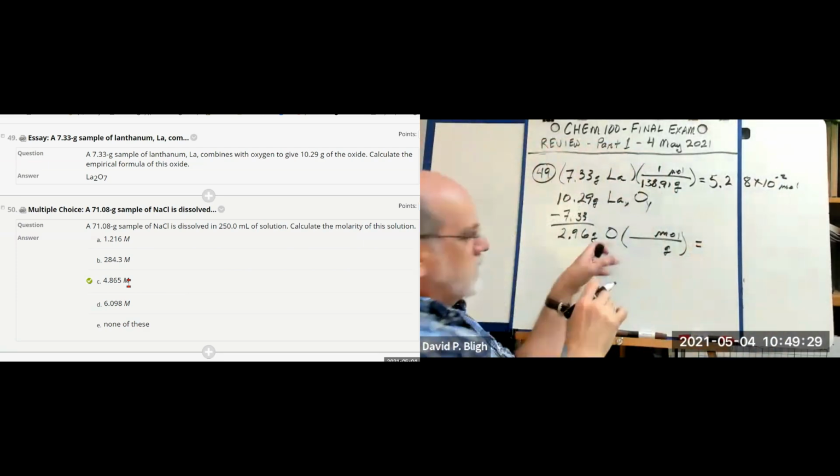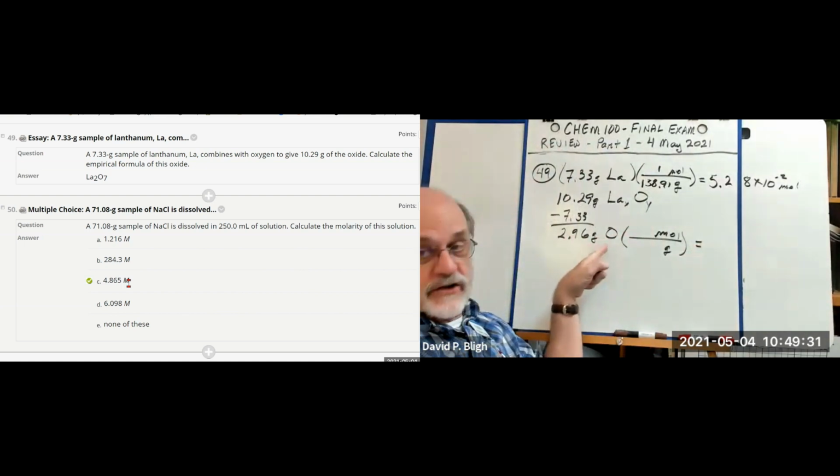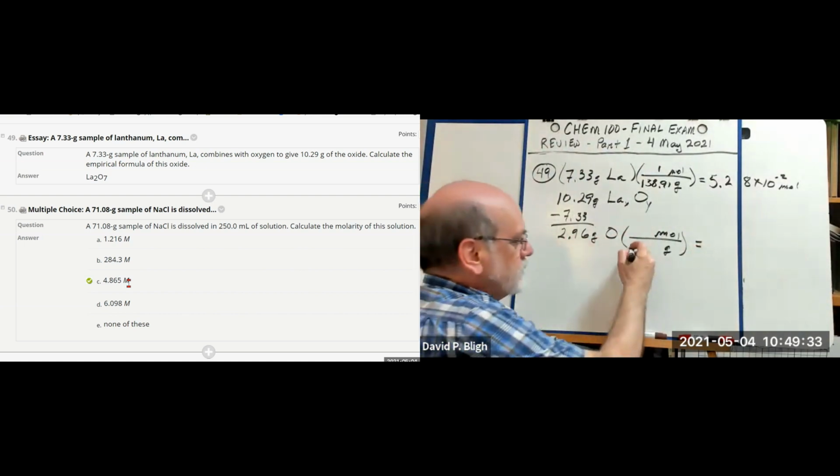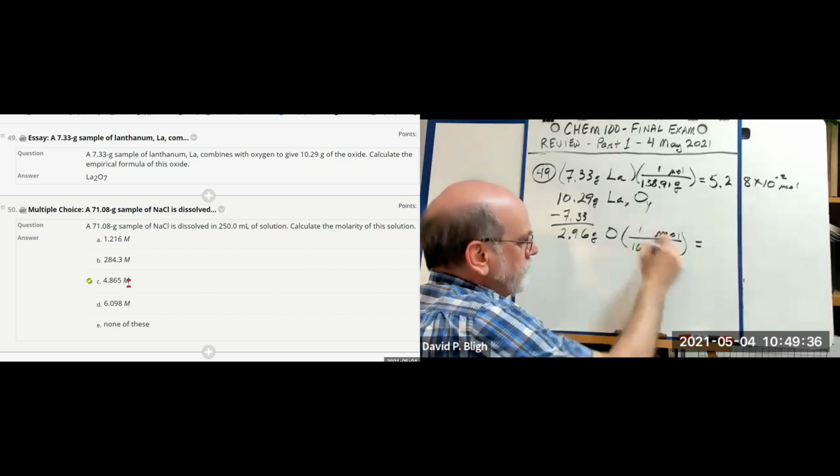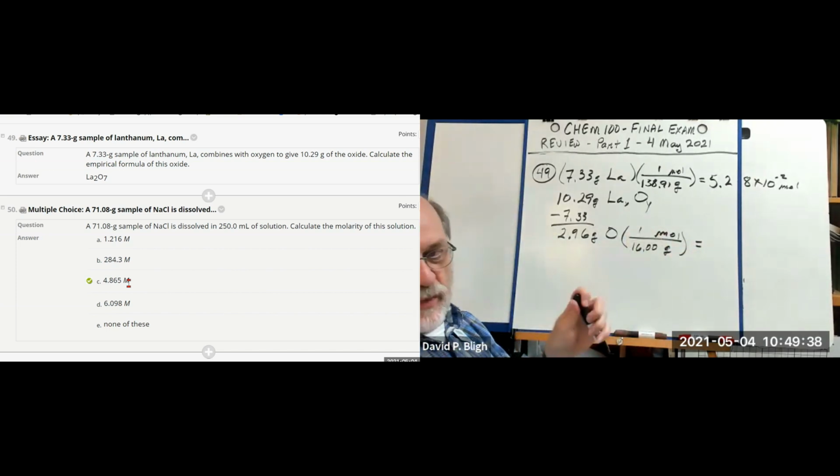Then this one, oxygen, of course, a single oxygen atom in this case is 16. So 16 into 2.96 is what?